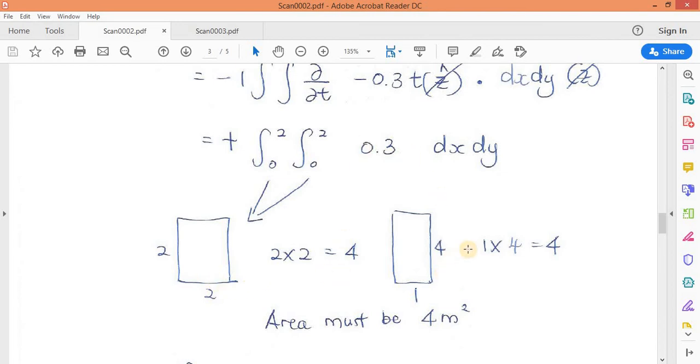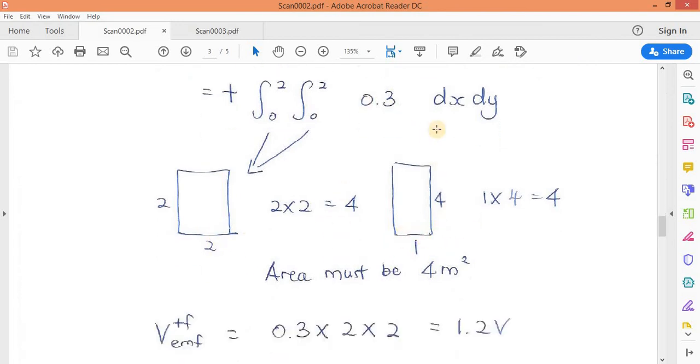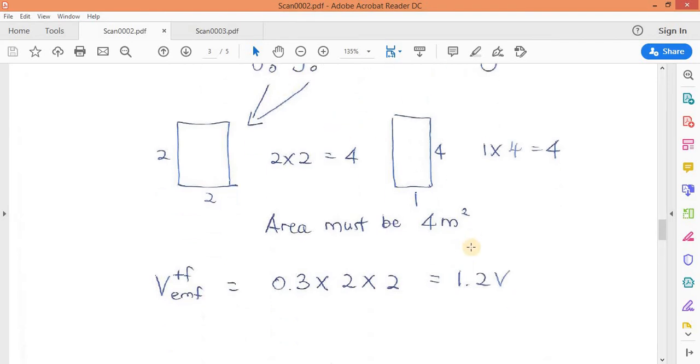You can also choose x to be 1 and y to be 4. You can also get an area equivalent to 4. No matter which one you choose, at the end you must have an area equal to 4 meters squared. So you continue the integration using a calculator, and you can get the generated EMF is 1.2 volts.